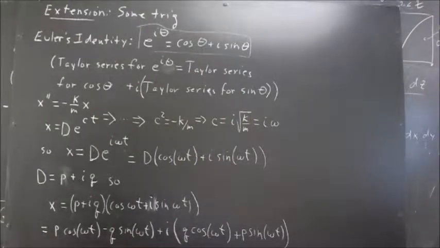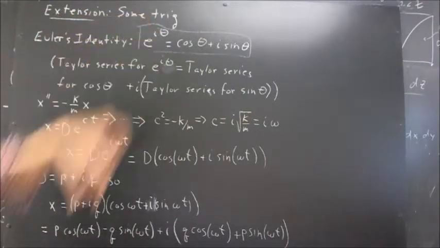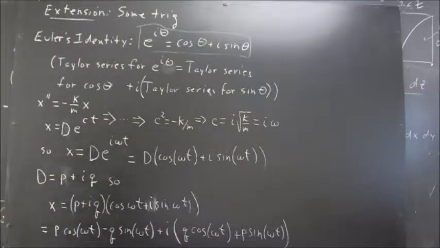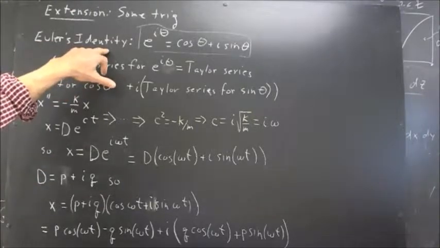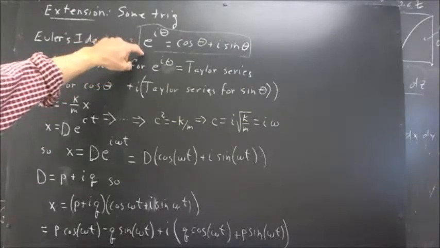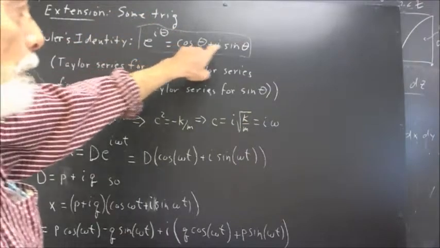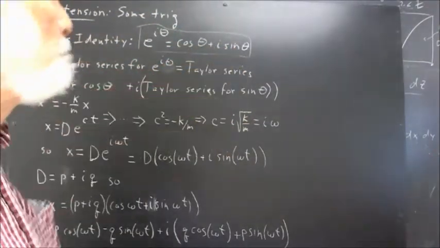Extending things a little bit. Now we're going to do an extension. We're going to do some trigonometry, but it's probably not trigonometry you're real familiar with. So we're going to base all this on Euler's identity. Euler's identity says that e to the i theta equals cosine theta plus i sine theta.